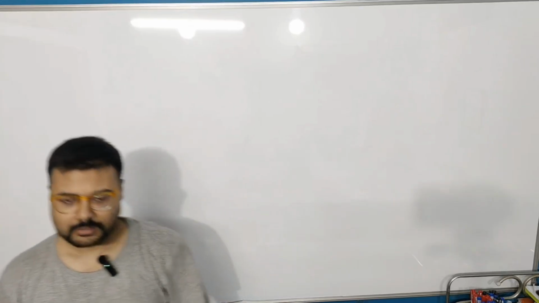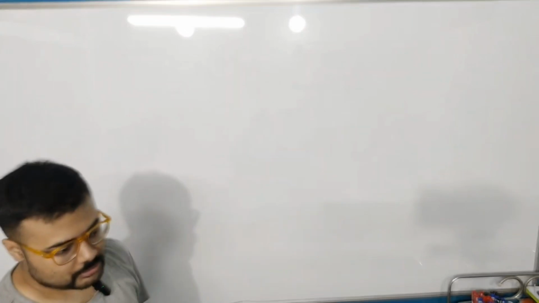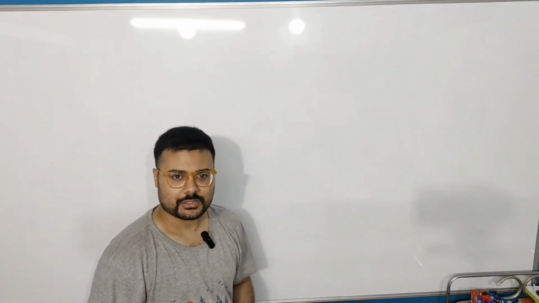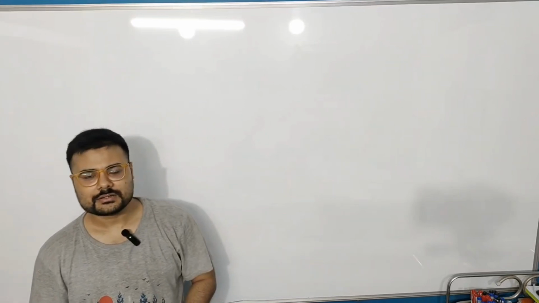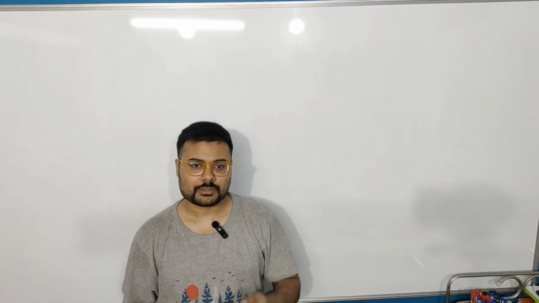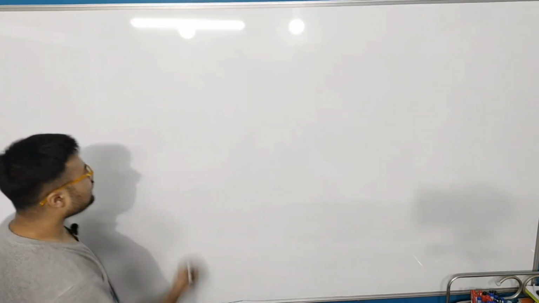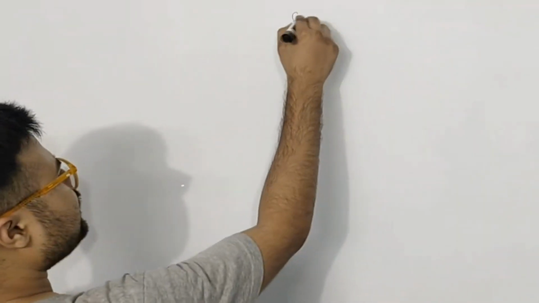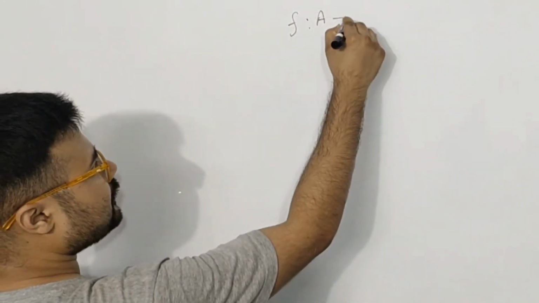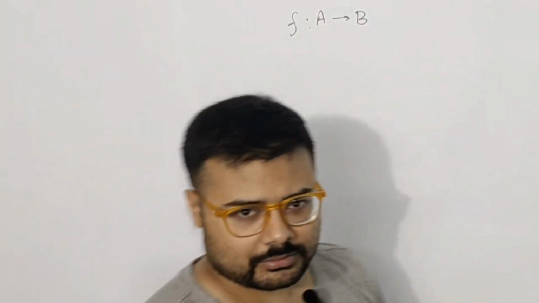Thank you. Now in this video I'll start functions. A function is a special type of relation where each element of A has to be mapped, and it is mapped uniquely, to an element of B. So let's say any function f, or for now let's call it a relation f, from A to B.